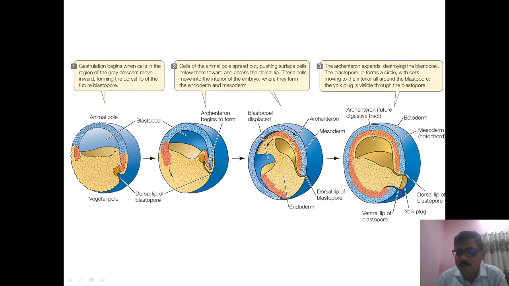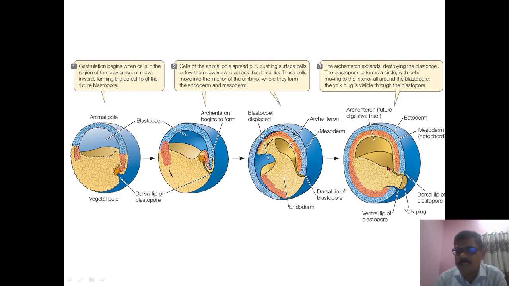The ventral lip of the blastopore is also formed, and the lateral lip of the blastopore is also formed. And thus this is a yolk plug, and from this there is an inward movement of the cells, that is what we call the epiboly movement. So the cells from the animal pole spread out, pushing the surface cells below them across the dorsal lip, and these cells move into the interior of the embryo, where they form the endoderm and the mesoderm. The Archenteron expands. This is an expansion of this Archenteron cavity.